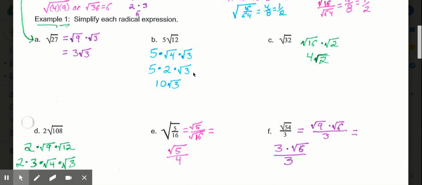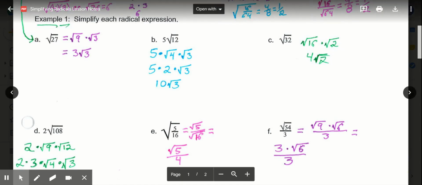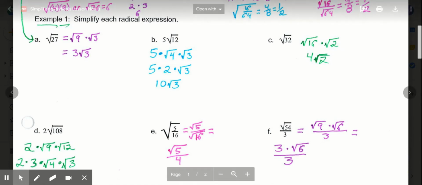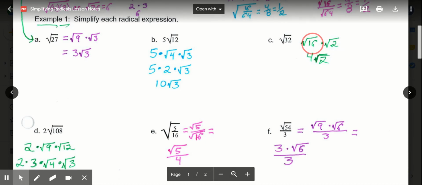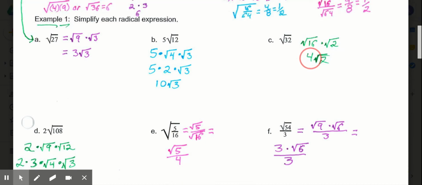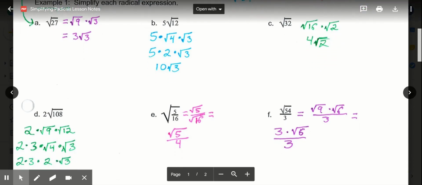In C, the square root of 32 can be split into the square root of 16 and the square root of 2. 16 being our perfect square becomes 4. Square root of 16 is 4. And the square root of 2 is not a perfect square, so that just stays the square root of 2. So our simplified answer would be 4 square roots of 2.